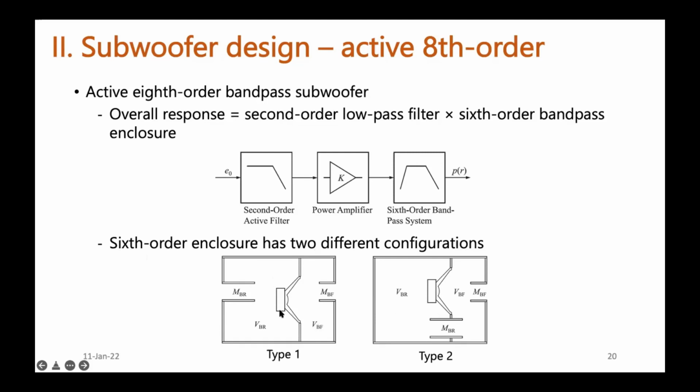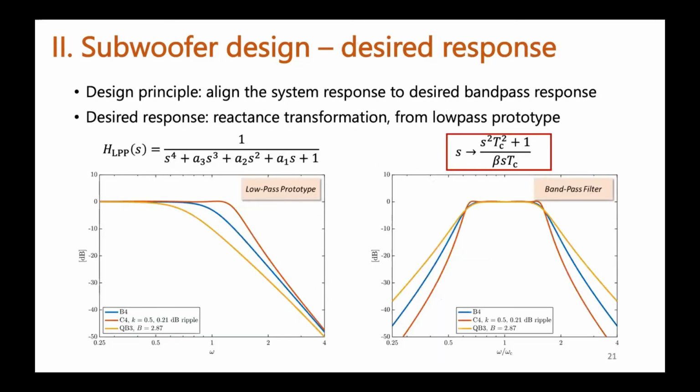And the sixth order enclosure has the following two different configurations. Both of them have two cavities, a front chamber and a rear chamber. But you can see the difference is in type 1, the two ports contribute to radiation simultaneously, but for type 2, the front and rear chambers are connected through a port, and only one port contributes to radiation. So the 8th order bandpass has two types in terms of the enclosure configuration.